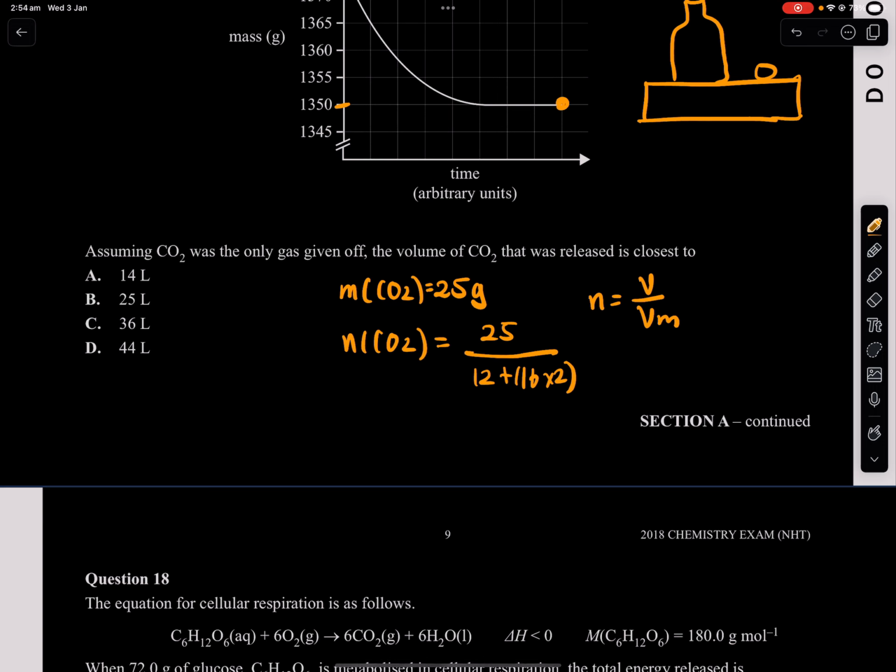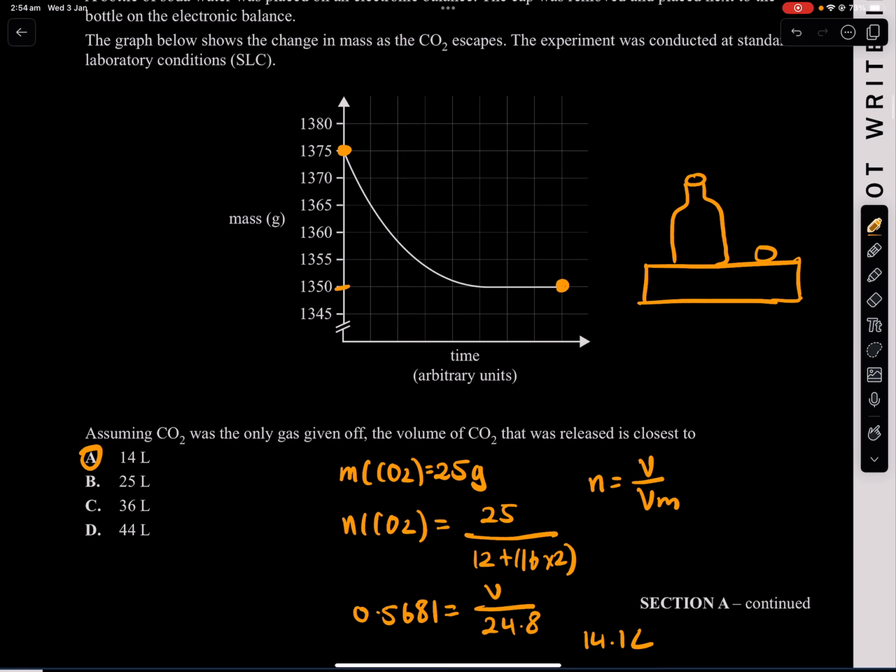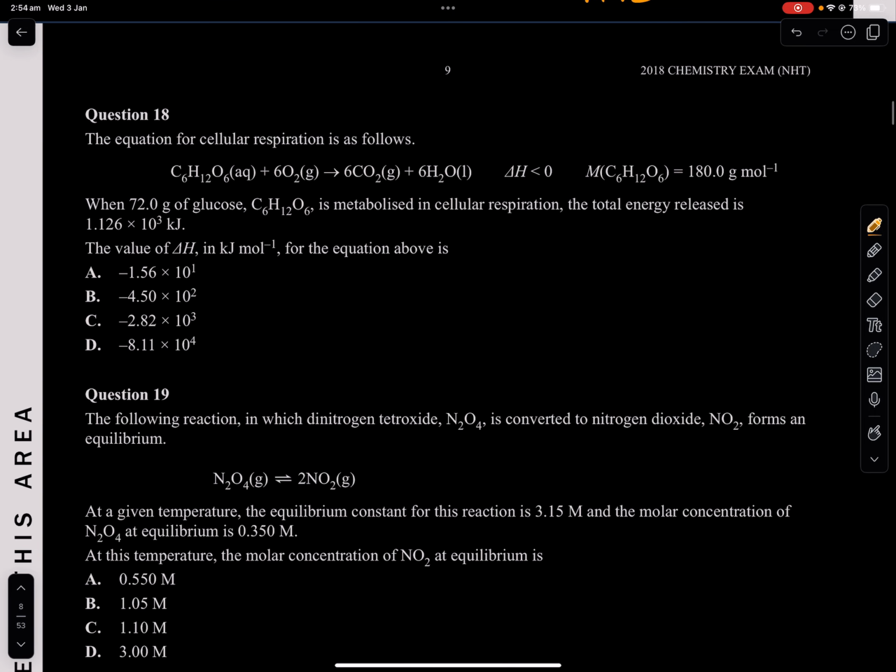So we can say 0.5681 is equal to the volume over the Vm, which is in your formula sheet, 24.8. Multiplying that by 24.8 gives me 14.1 liters of CO2 that is released. So A is your answer there. It's such a beautiful question, actually. I really enjoyed this question. It's nice and easy, I'd say.